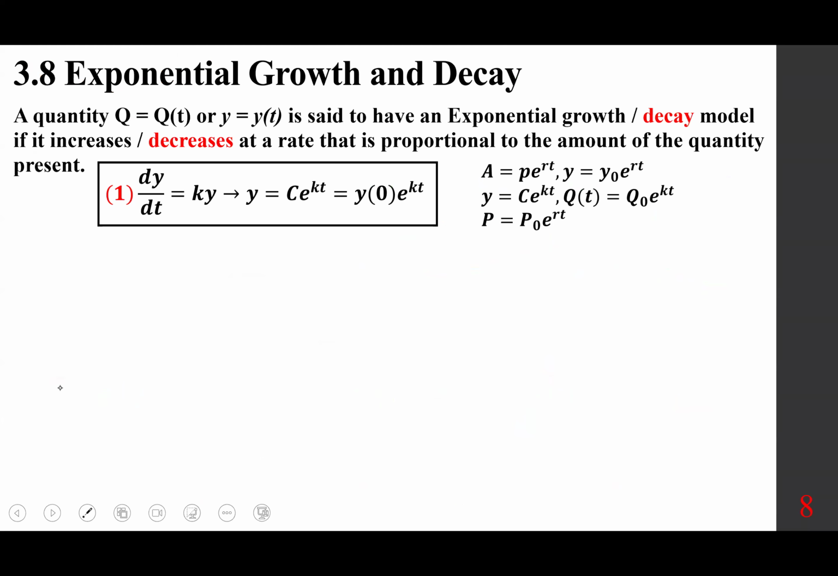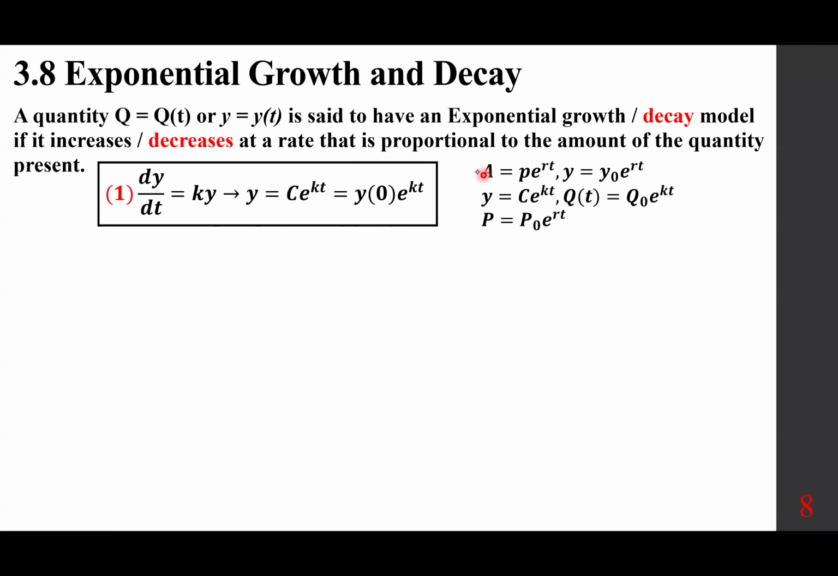Exponential growth and decay. A quantity Q equals Q of t or y equals y of t is said to have an exponential growth or decay model if it increases or decreases at a rate that is proportional to the amount of the quantity present. So dy/dt is ky, y is c e to the power of kt, or instead of c, we can say y of 0 or y sub 0. These are different ways of representing the same thing depending on the text and the concept that you're using.